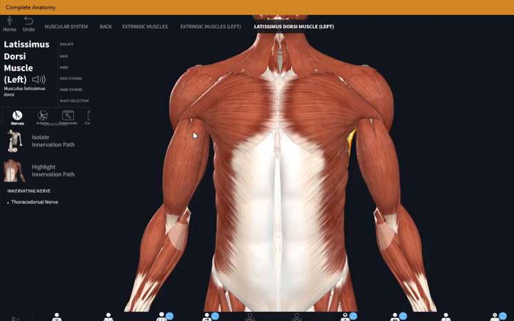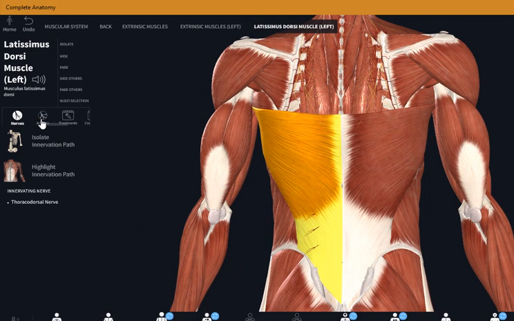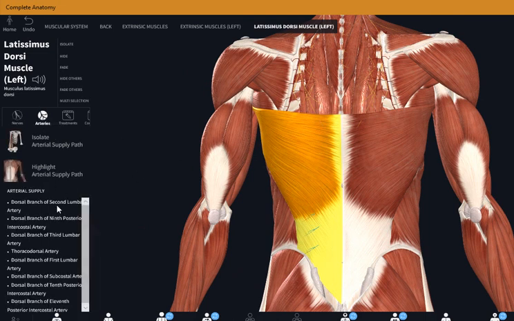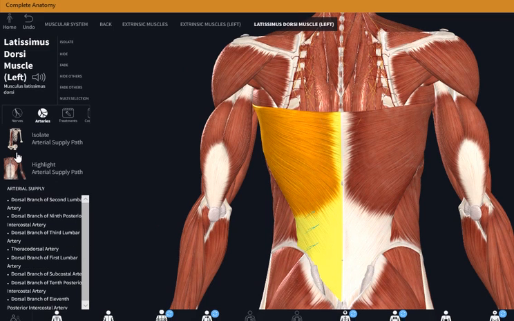Now you have the next muscles. So you have the arterial supply to latissimus dorsi. We have different parts of the lumbar artery, also the intercostal artery and the thoracodorsal artery. All these are used in supply.